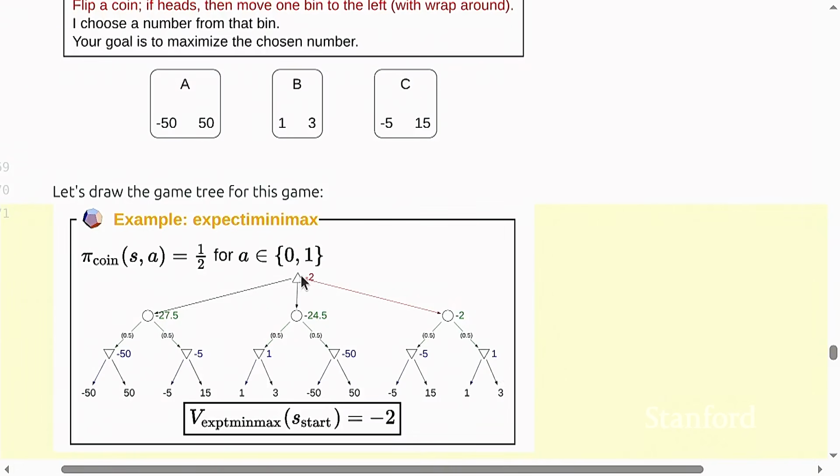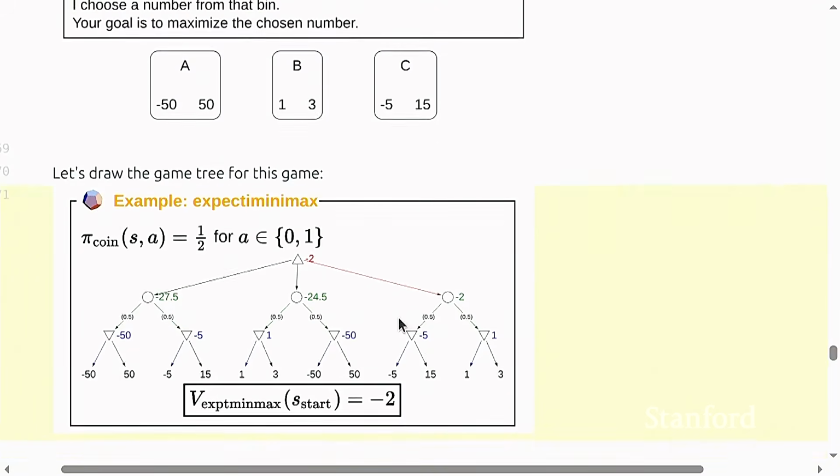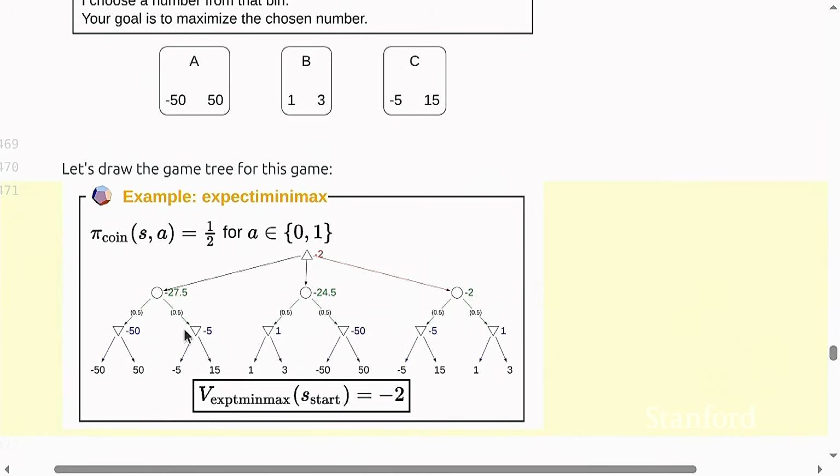This is known as an expected minimax because there are expectations, there are mins, and there are maxes. You have everything here. And I think it's pretty self-explanatory. So at the min nodes, you min. At these nodes, you take the average. And then at these max nodes, you max.